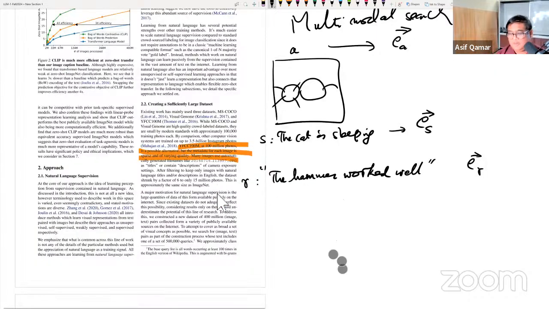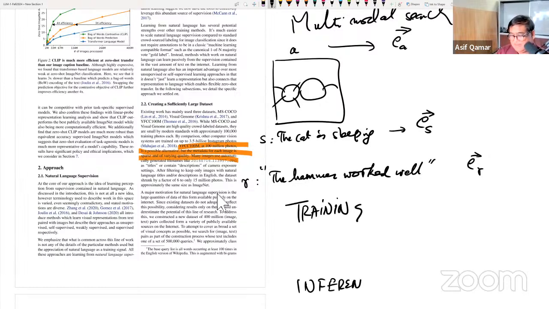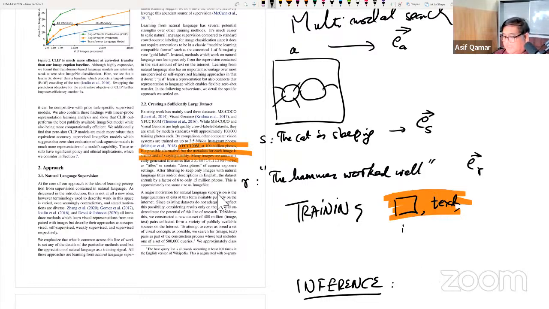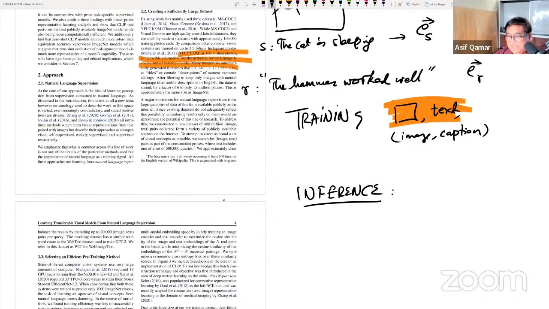Let's go through the two phases: training versus inference. In training, what do you need to do? You need to give a pair: image, text. The third part, random, you can just pick up from anywhere. These two things are both needed. Usually it is an image and its caption. In simple terms, image, caption. But at inference time, you have created a machine that is now CLIP.